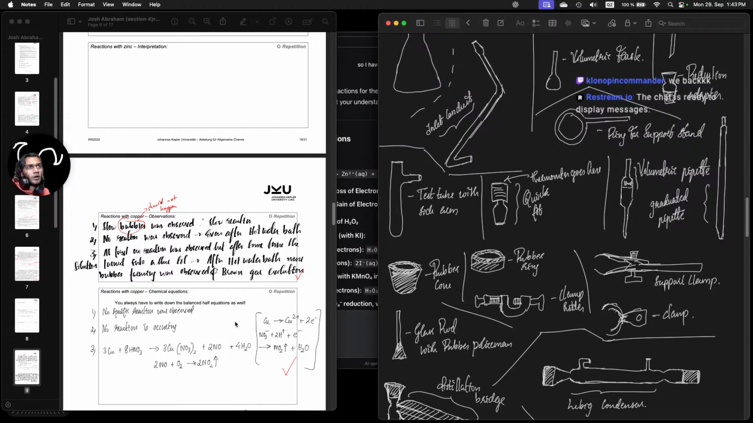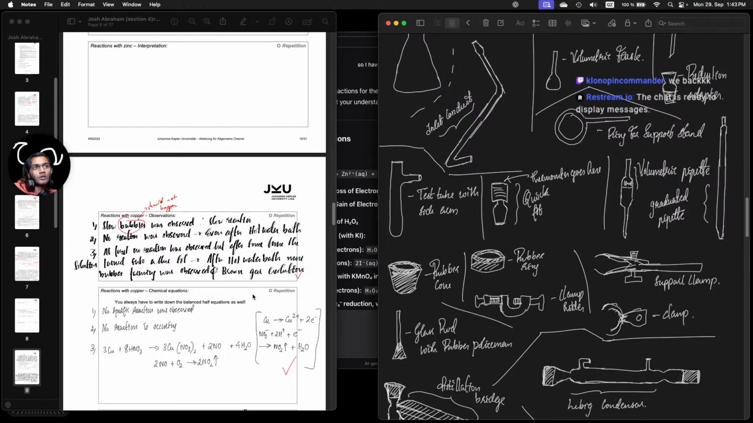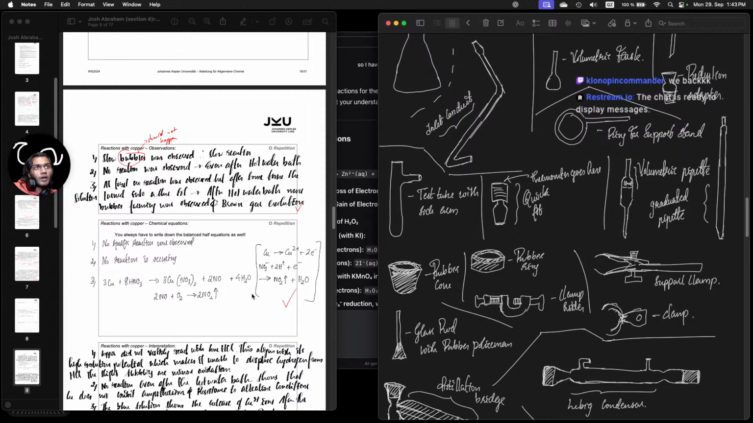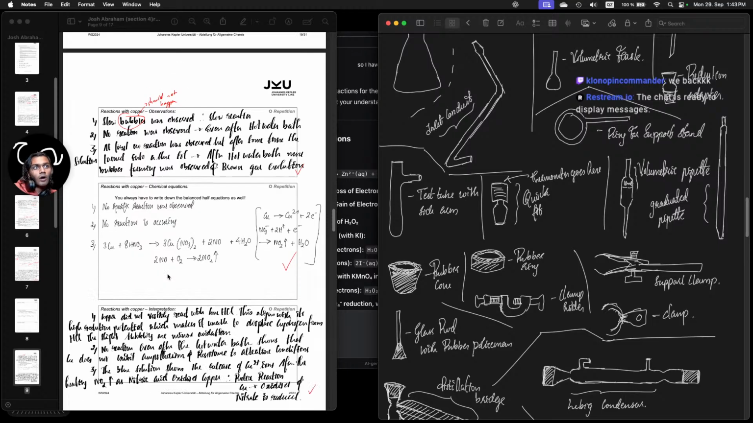Slow bubbles were observed, slow reaction. No reaction was observed at first, but after some time the solution turned into a blue solution. After the hot water bath, more bubbles forming and brown gas evolution were observed. The reaction: Cu plus HNO3 gives Cu(NO3)2 plus NO plus H2O, and 2NO plus O2 gives 2NO2.